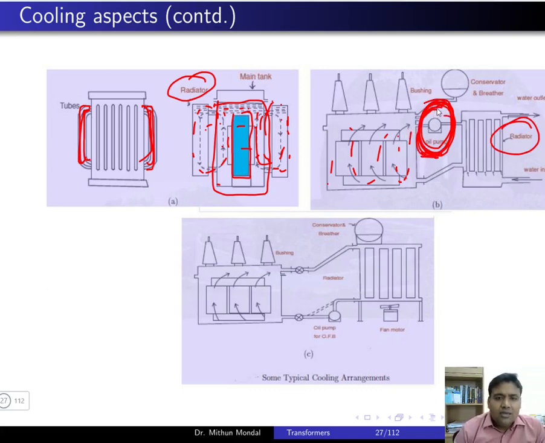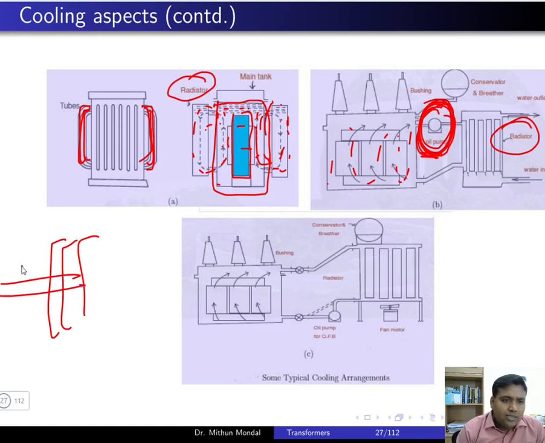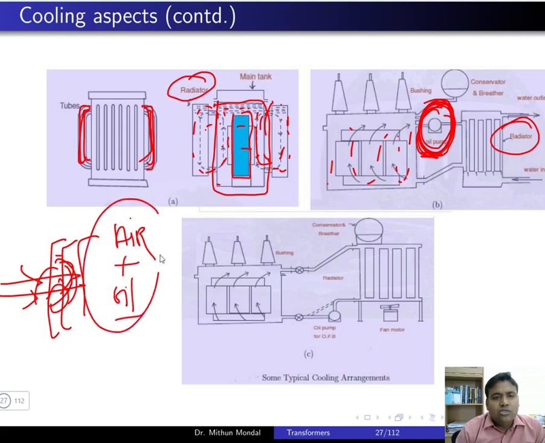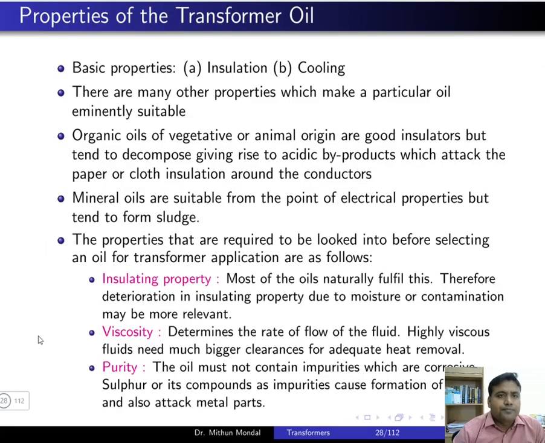Then again, with the help of oil, you can also have water cooling. Water cooling means the winding or the tubes are sprayed with water over them. Okay, so the cooling will take place through it. So you can have a combination of air, and basically air as well as oil is generally used, and in some cases where the heat is quite high, air blown with water is generally used to cool the transformer.